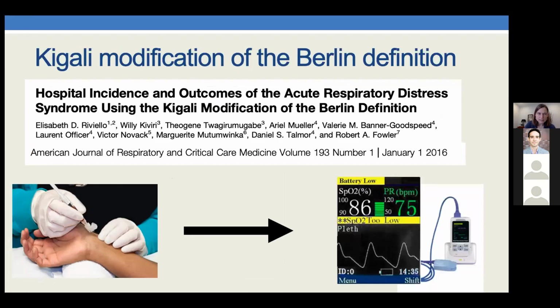What Dr. Teo and some other colleagues of ours did was to redefine ARDS with a Kigali modification, because we did it in Kigali in Rwanda. And the idea was that ARDS ought to be able to be diagnosed without the technologies that the Berlin definition requires. We actually made a few modifications. We said you don't have to have a chest X-ray. You can use ultrasound, which is more available. You also don't need to be on a ventilator, since they're not available to most people. But importantly, we also said instead of blood gases, you can use an estimation based on pulse oximetry.